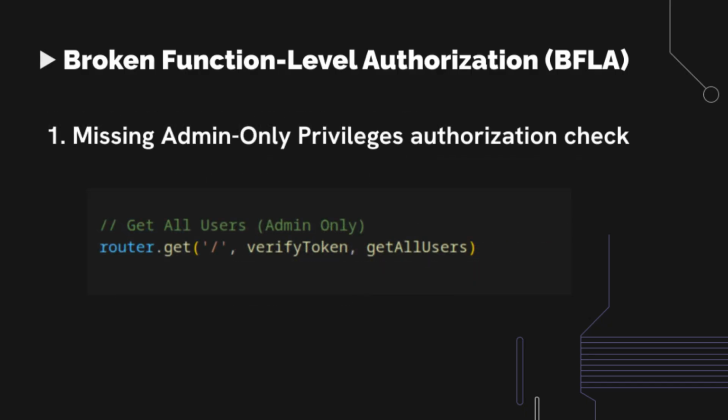Here we have a route or API endpoint that is used to fetch all user records from the database. In our system, we want only users with the admin role to be able to access this route. But there is a missing authorization check here. In this route, the application only uses the verified token middleware. This means the backend only verifies that the user is authenticated, but not whether the user actually has admin privileges. Any logged-in user can now access this admin-only endpoint and retrieve all the users' information from the system.